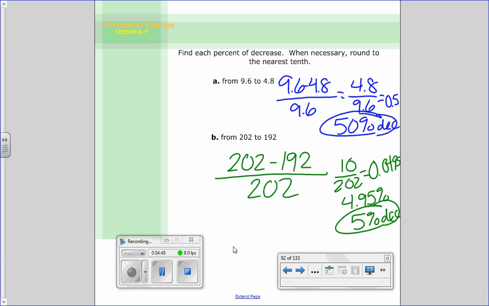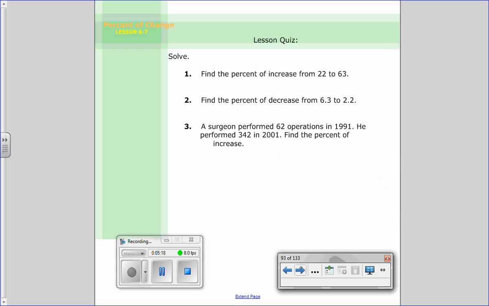All right, so here are the answers. For A, I found the change of 4 8/10 divided by the original, which was 9 6/10, and you get 5/10. But you times it by 100 and get 50% decrease. Same for B. I took the change and found 10 divided by 202. When you multiply it by 100, you get 4 95/100%. But they wanted it rounded to the nearest tenths, so that actually rounds to 5%. So that's a 5% decrease.